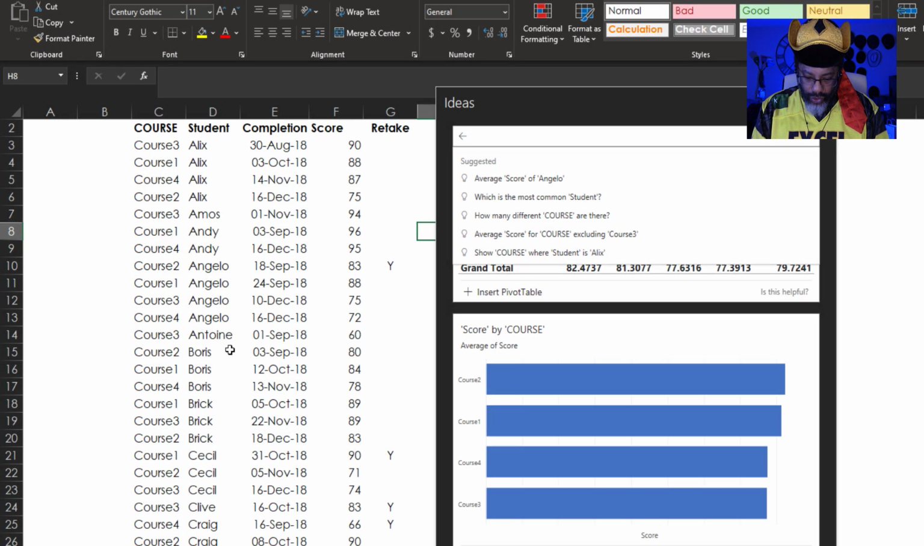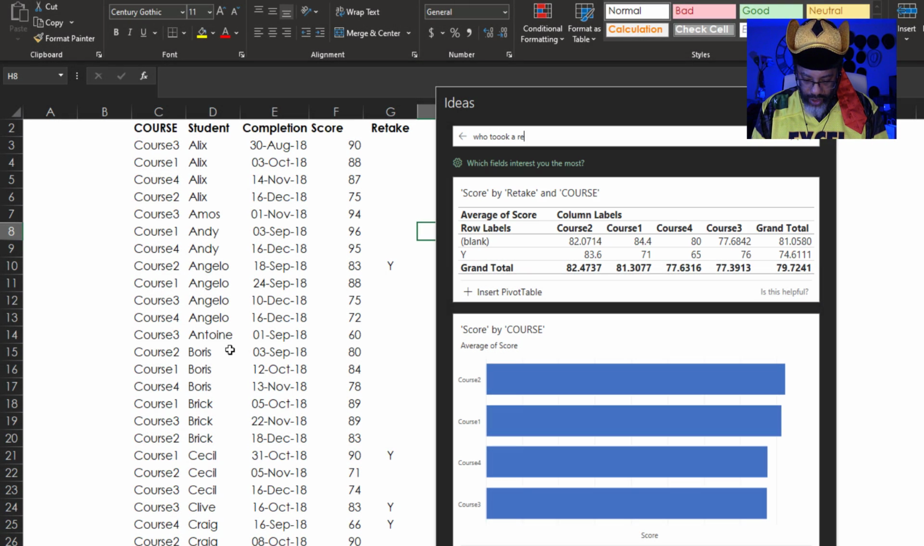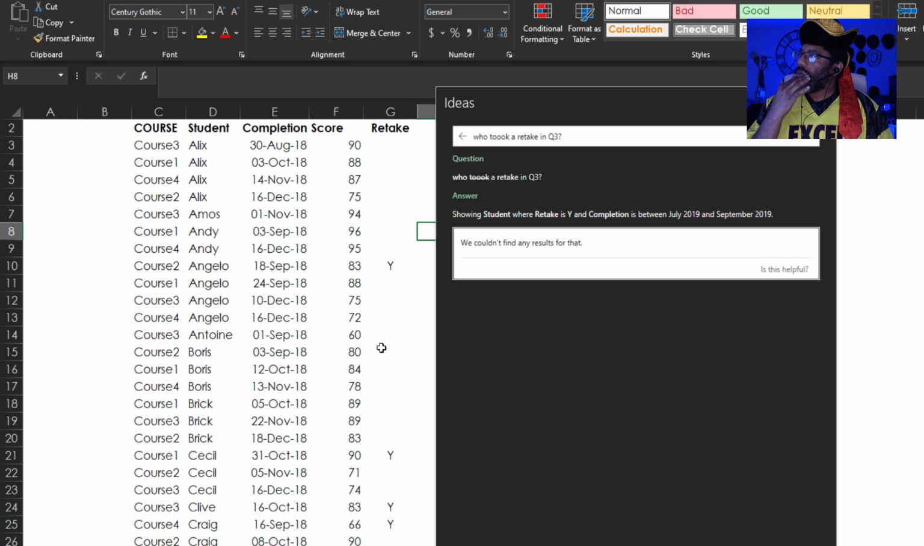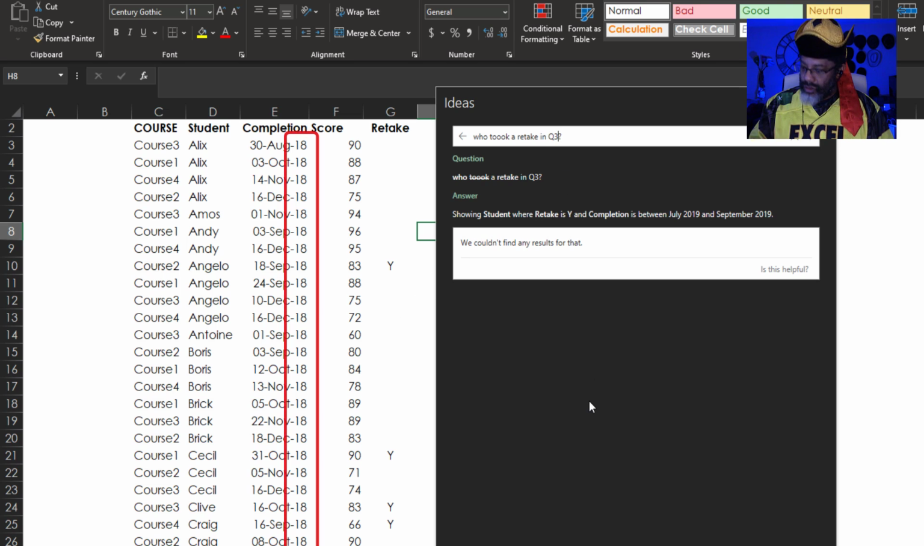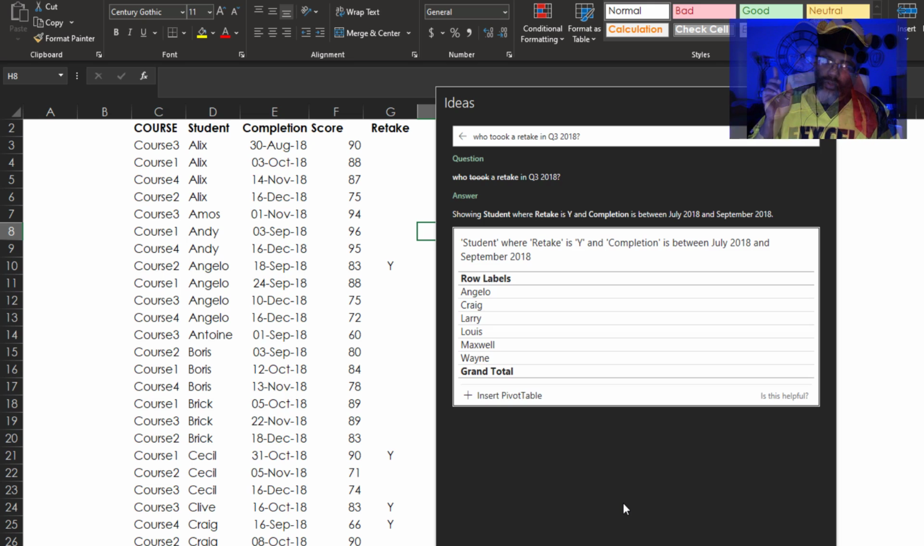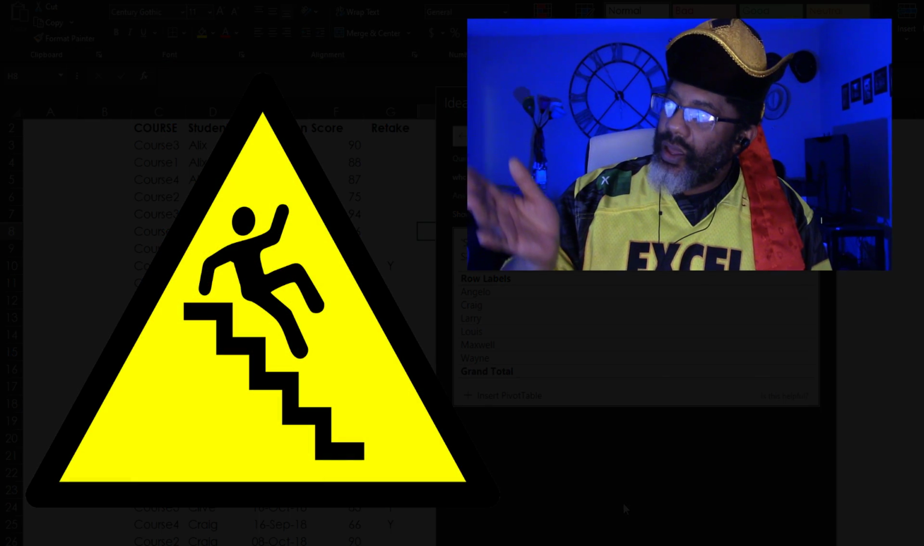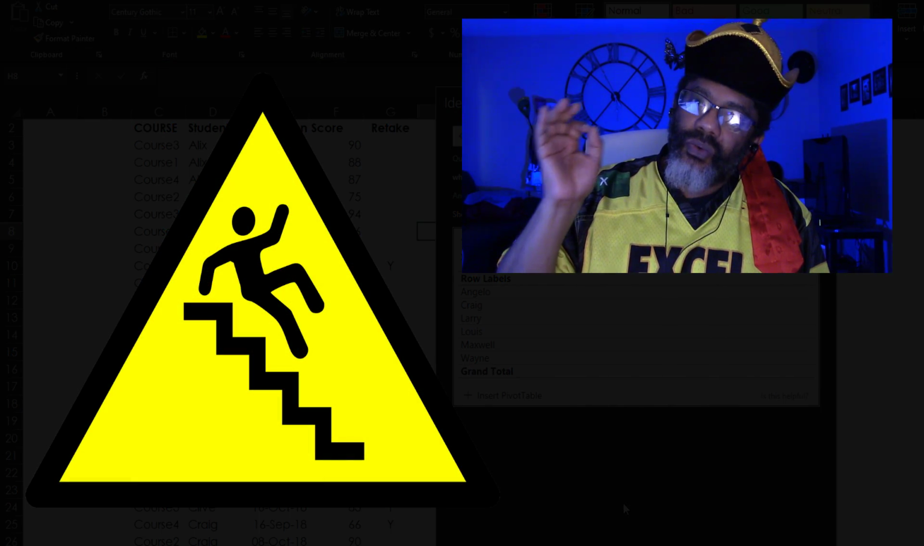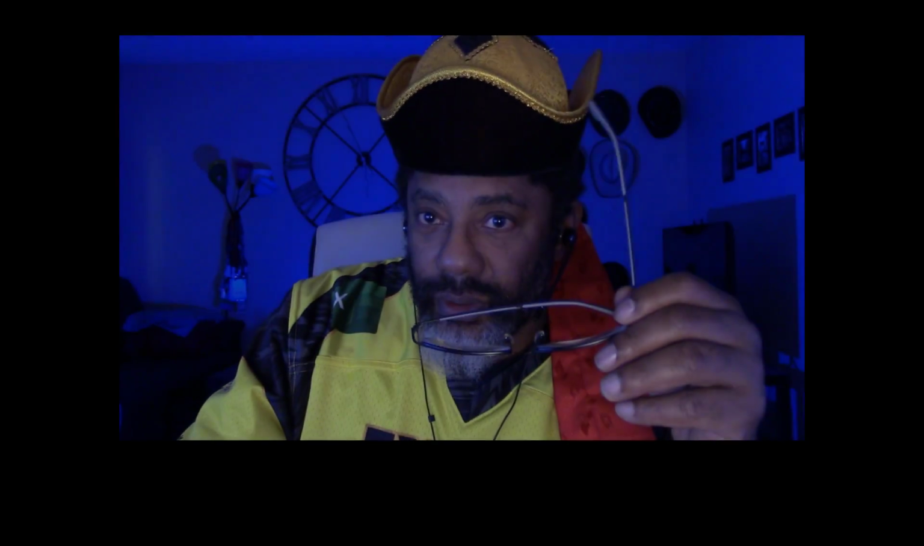Let's try this. Who took a retake in Q3? Enter. Showing student where retake is Y and completion is between July 2019 and September 2019. We're in the year 2018. So I had to be specific. If I had taken that one that said none and not paid attention to that 2019, we would have been in trouble. This is a lot, but that's what uncles are for, right?